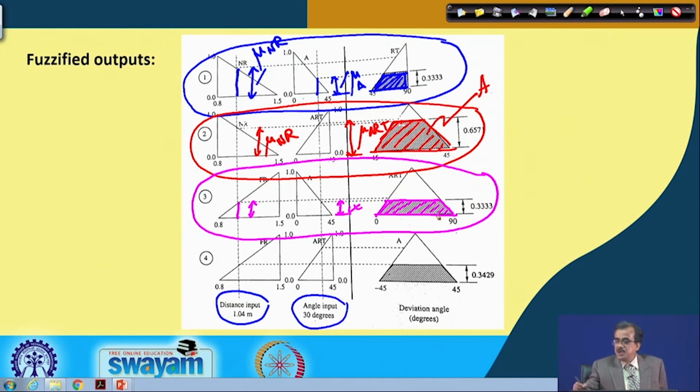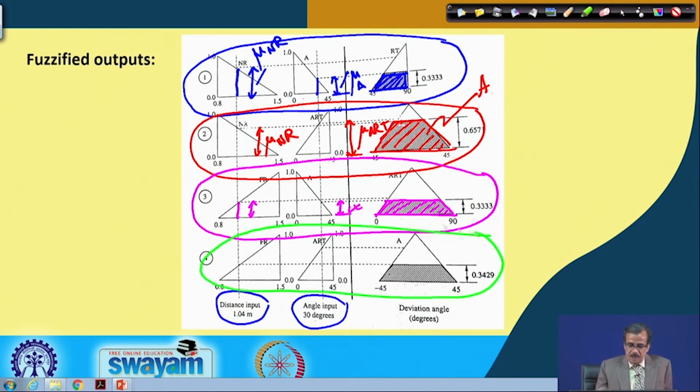Now, corresponding to the fourth fired rule, we can find out what should be the fuzzified output. Here, corresponding to the distance input, this is nothing but your mu, and corresponding to the angle, this is nothing but your mu, and if I compare these two mu, this is the minimum. So, the fuzzified output corresponding to the fourth fired rule will be something like this.